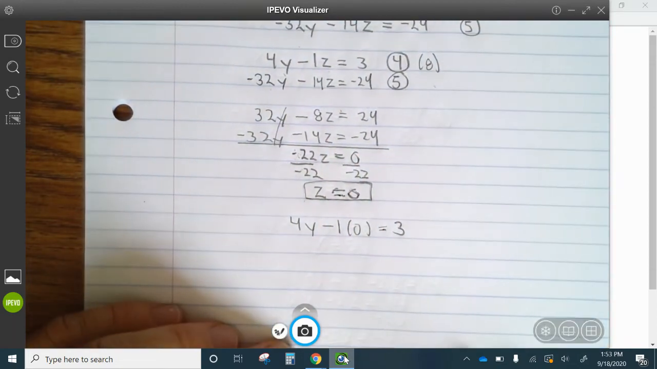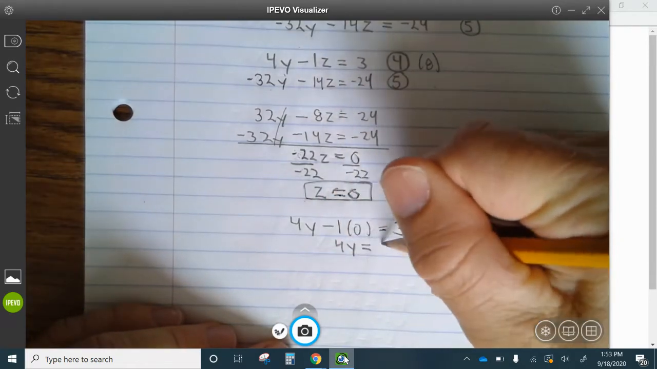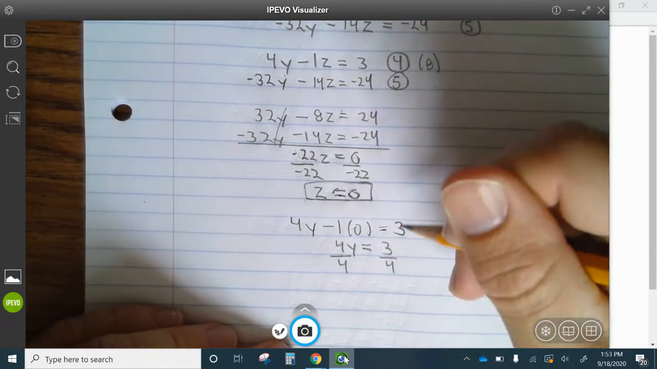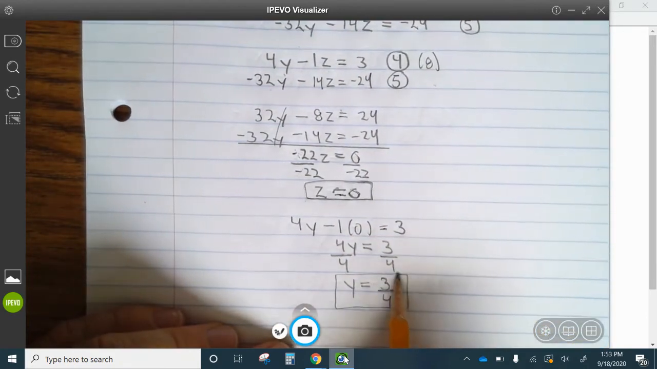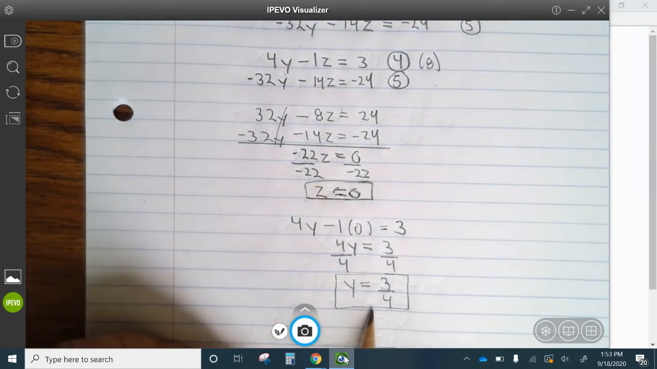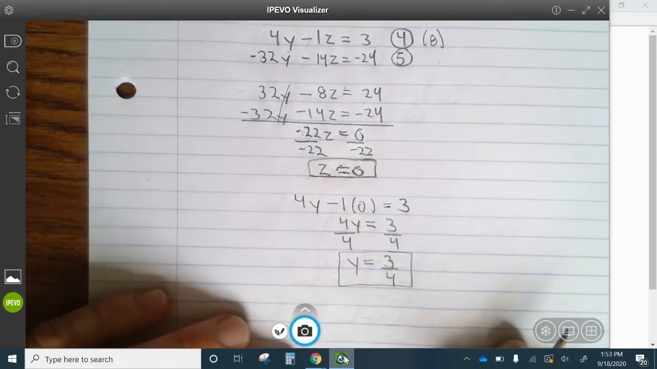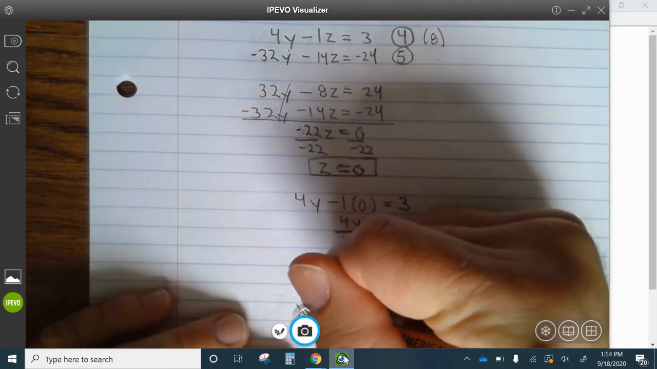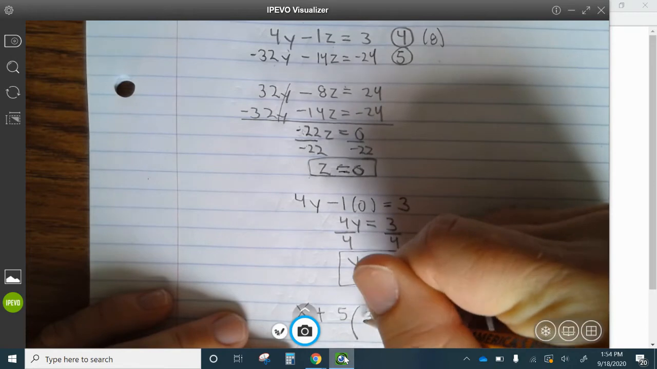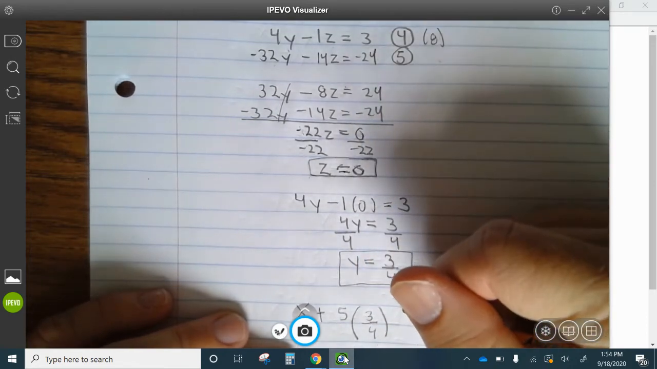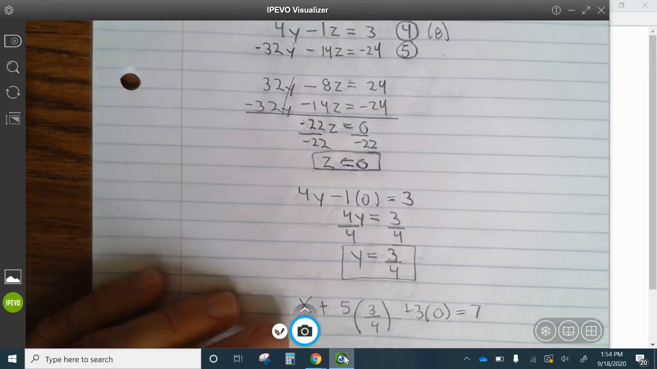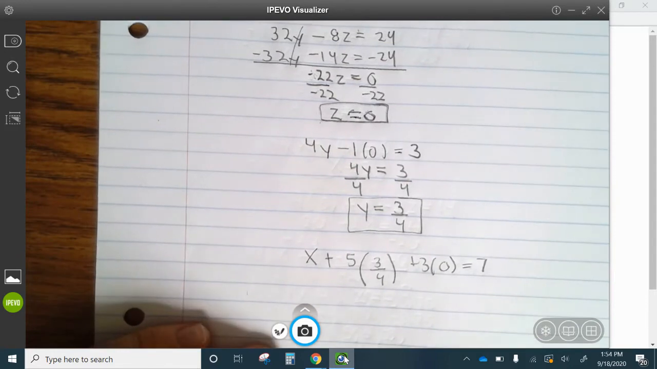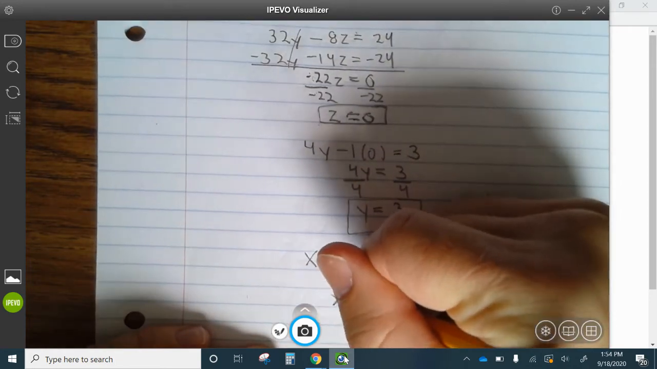Okay, we're going to plug in 3/4 into the first equation. So then we have x plus 5 times 3/4 plus 3 times 0 equals 7. So then 5 times 3 is 15 divided by 4, which I want to say is 3.75. Equals 7, but I'll check. Almost certain we've already done numbers like this. 15 divided by 4 is 3.75, yep.